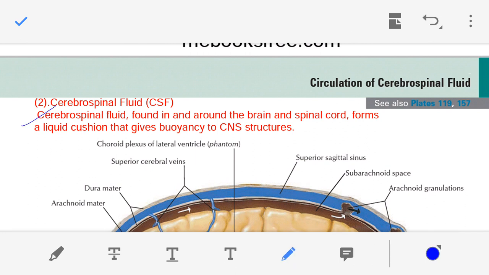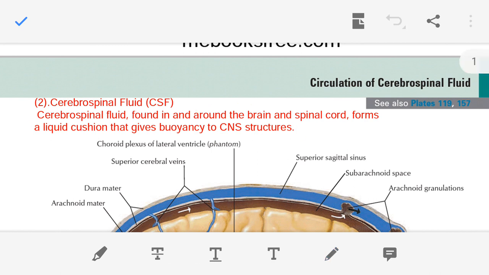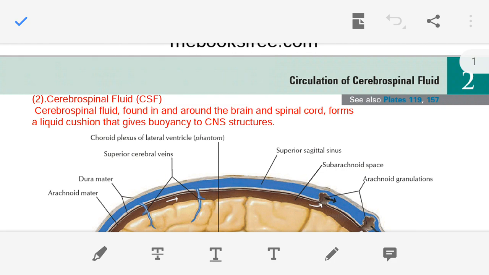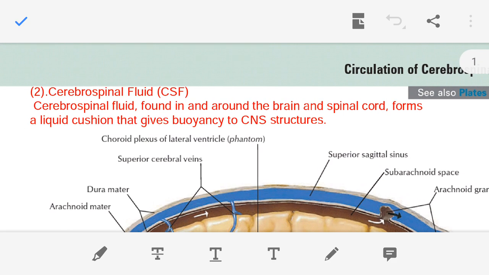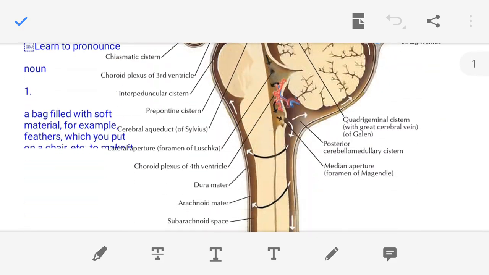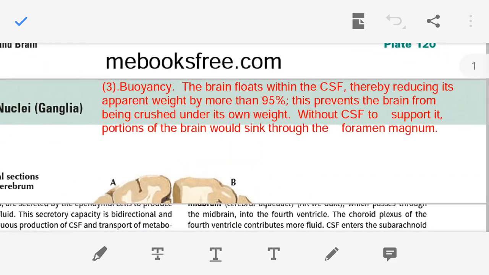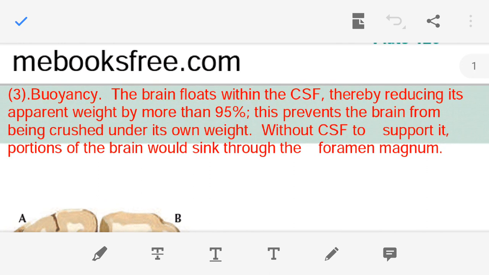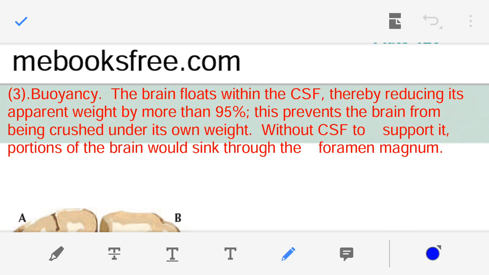Now, cerebrospinal fluid, where is it present? CSF is found in and around the brain and spinal cord, and this CSF forms a liquid cushion, and as this CSF is acting as a cushion, it gives buoyancy to CNS structures. It provides buoyancy to our brain and spinal cord. Now, what is the meaning of providing buoyancy to CNS structures? See, the buoyancy function of cerebrospinal fluid.